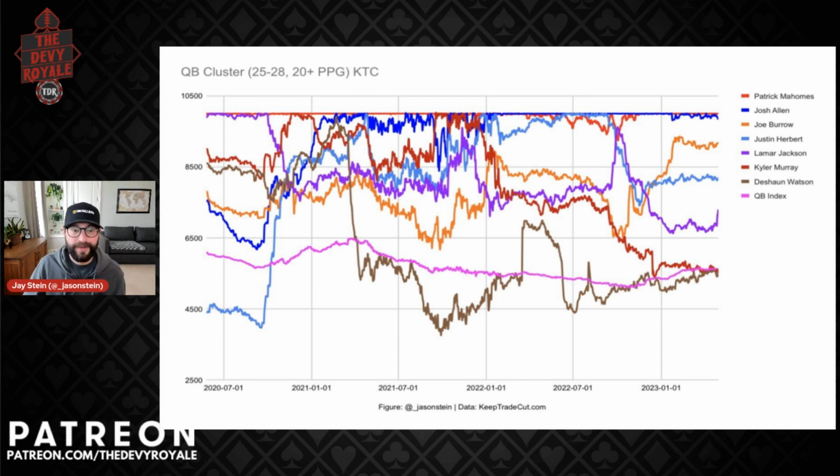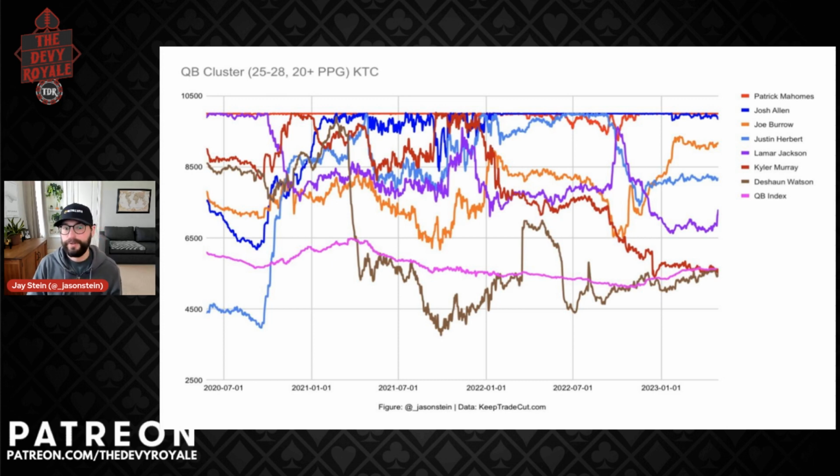Murray has spent some significant time at the very top of this chart as one of the pricier QBs, but fell hard into the offseason last year and then again during the season in 2022 after his injury, and even before his injury. The most volatile price movement probably comes from Watson, whose off-the-field issues have led to significant price swings throughout this chart. And then finally, the pink line here is the QB index.